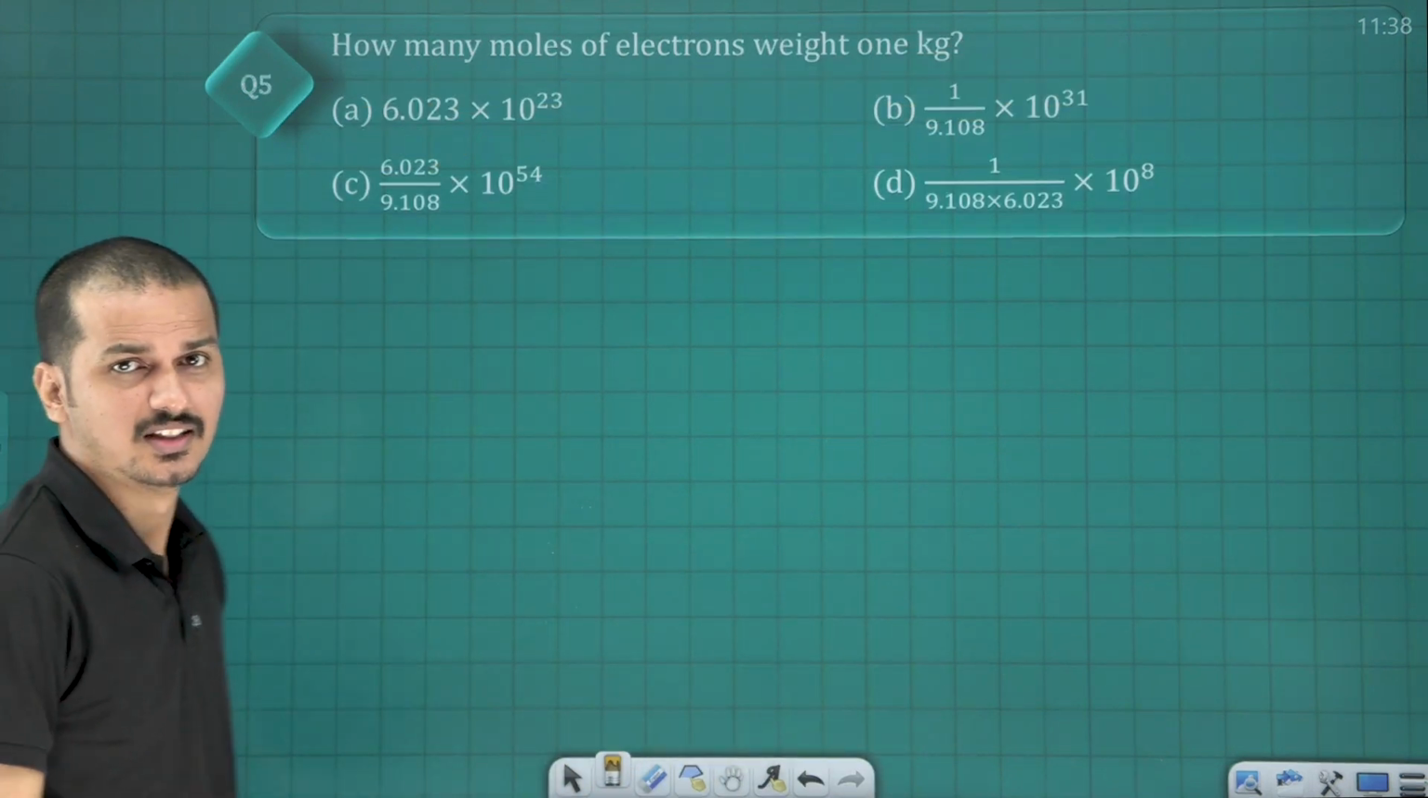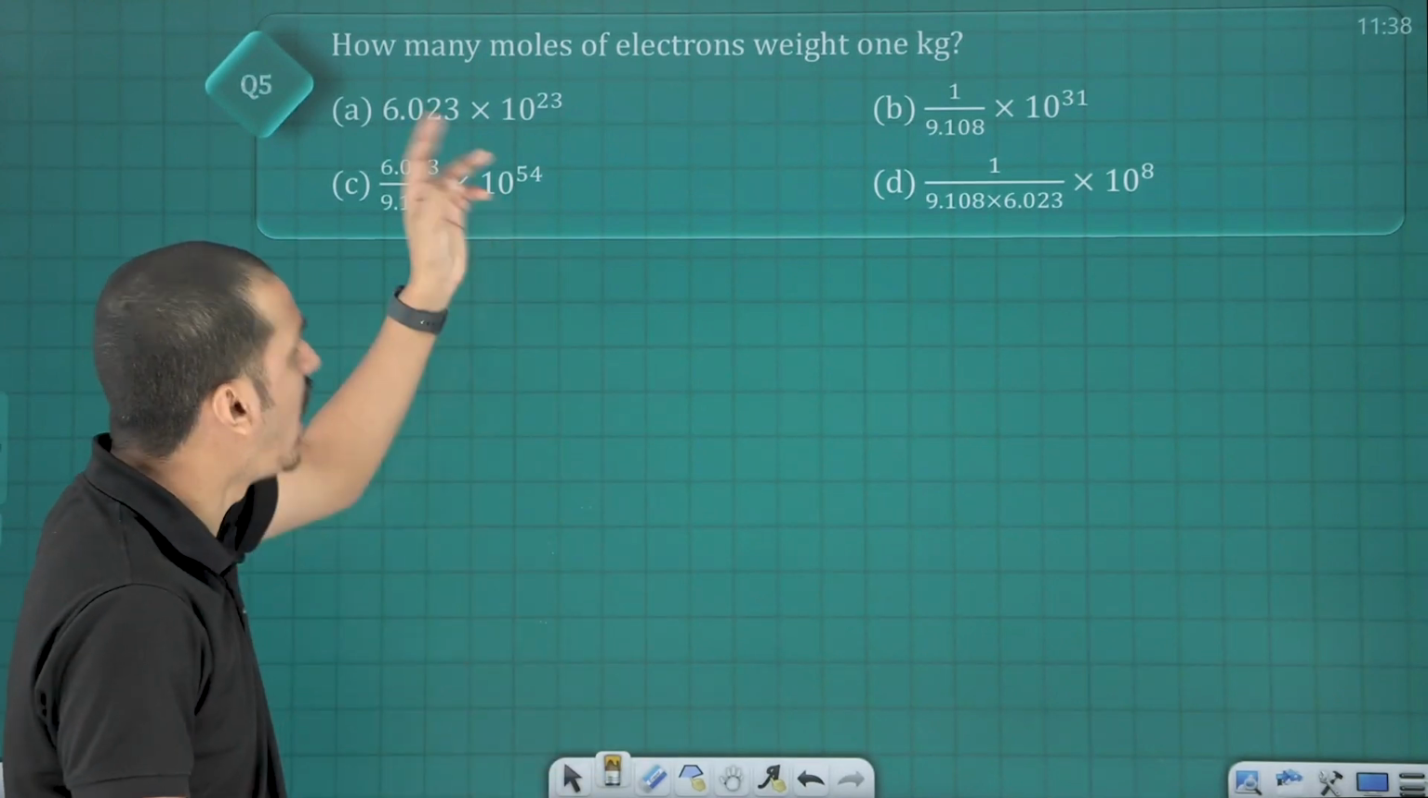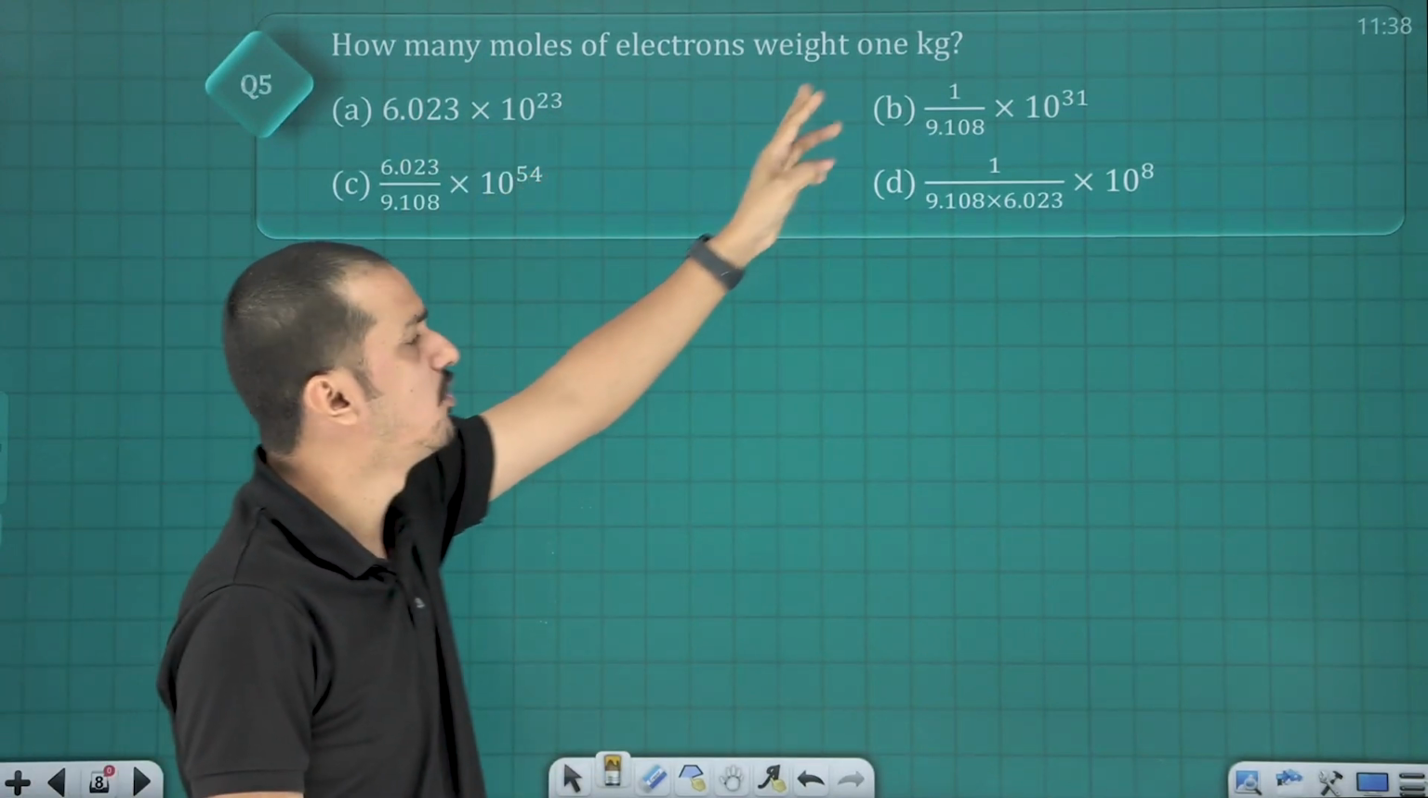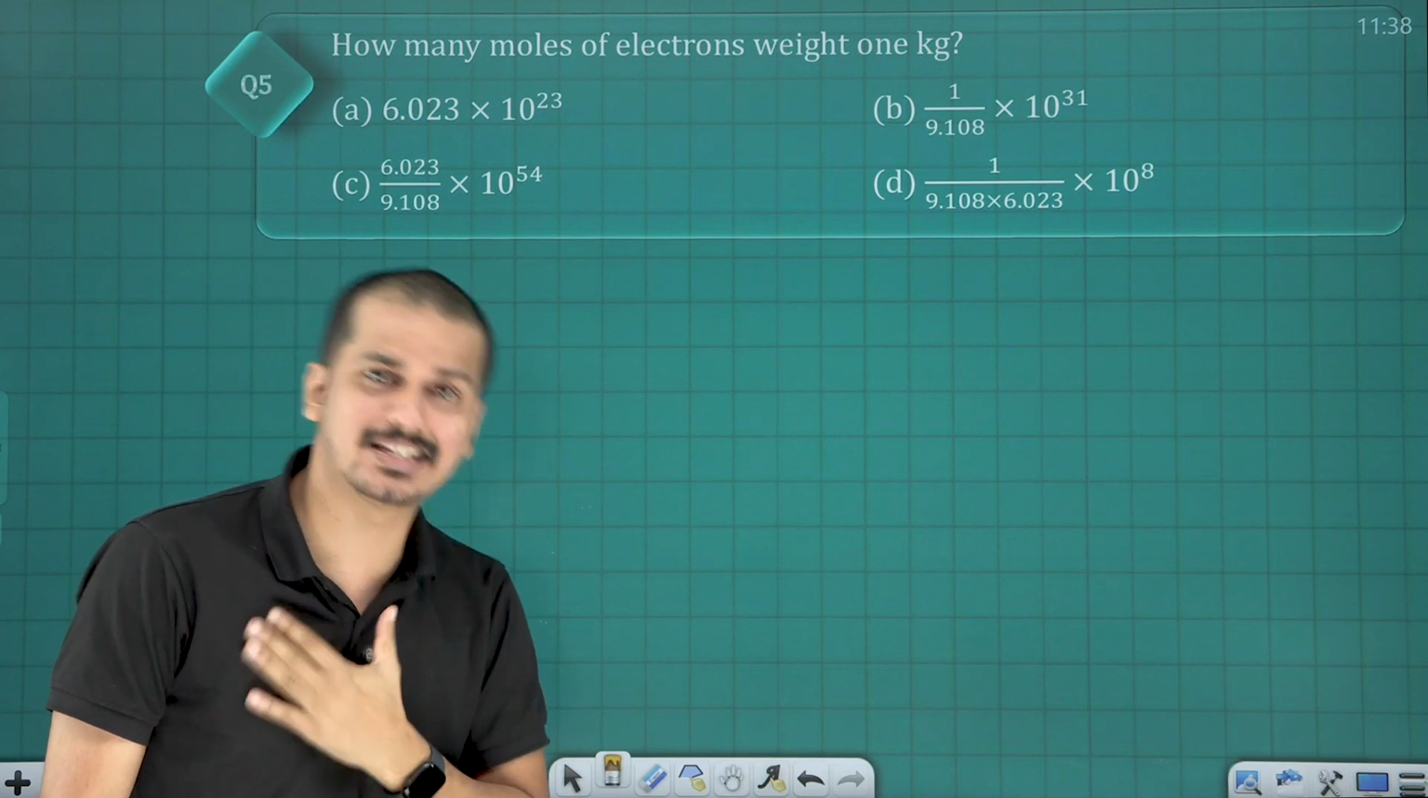What's the next question? This is also from Some Basic Concepts of Chemistry. How many moles of electrons weigh 1 kilogram? We know the basic idea.